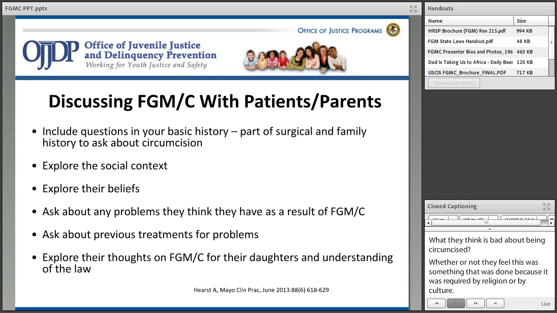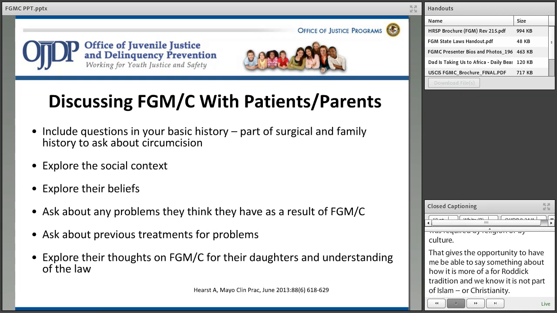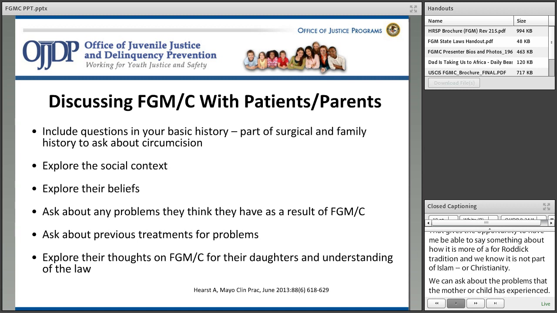Then you can ask about what problems maybe the mother or the child has experienced as a result of having been circumcised, whether or not they're having any medical problems, such as those described previously with urinary issues, infectious issues, pain issues.